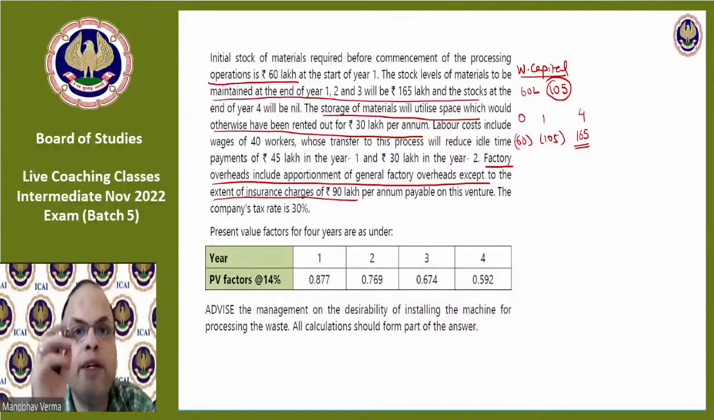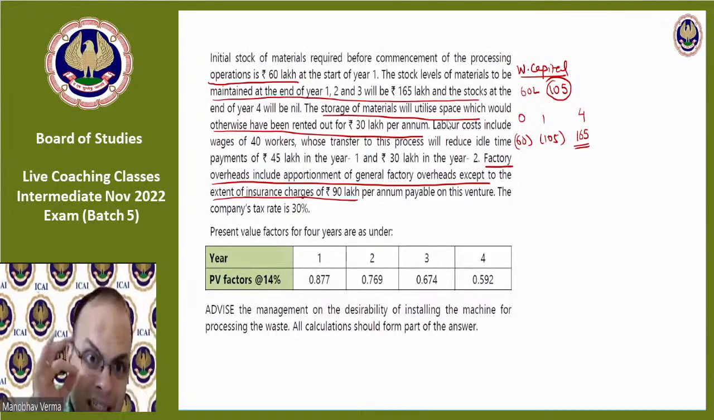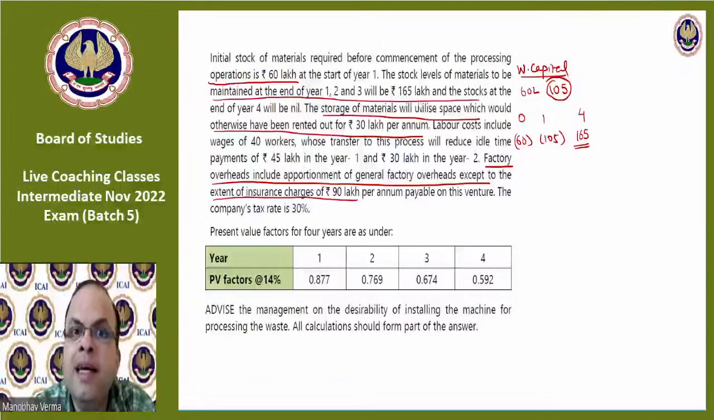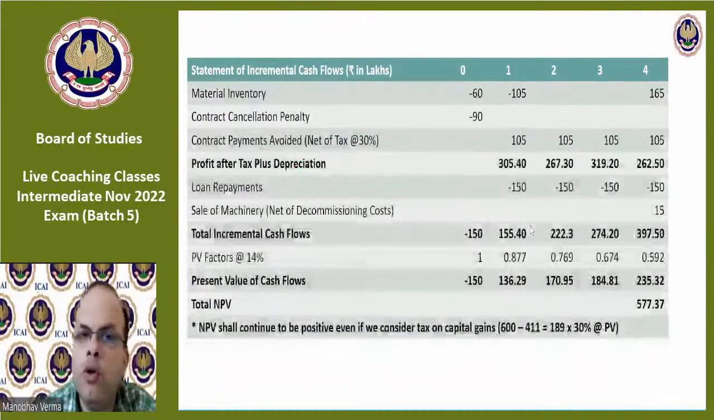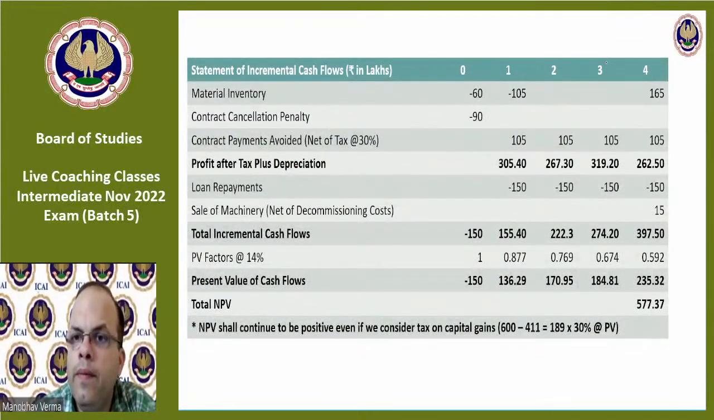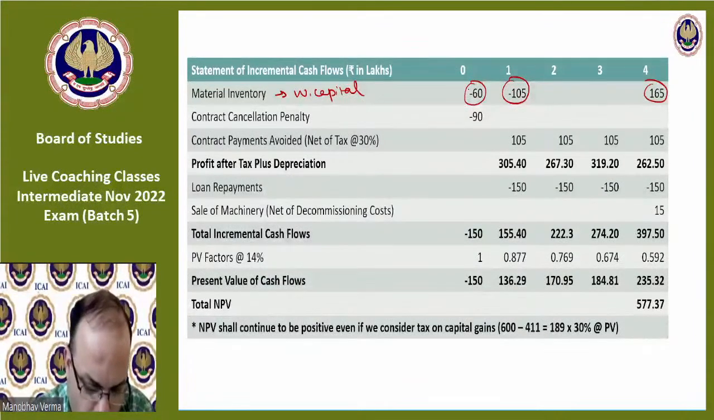We specifically talked about working capital on Saturday. I intentionally took this question because this can be tricky here. So let's have a look. When I'm saying that it's a material inventory, you can construe that as working capital. So 60, 105, and then the entire 165 here.